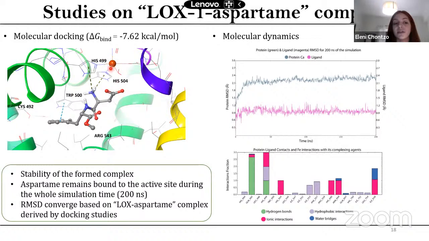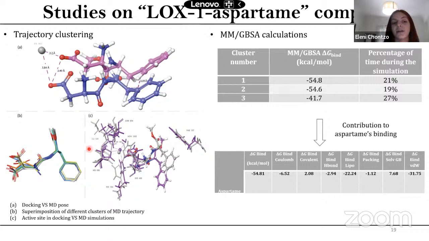It resides in vicinal proximity with the iron atom, and the whole complex remains quite stable during molecular dynamics studies. Here we can see that aspartame doesn't change its conformation much since the docking. It remains at the same position near the catalytic iron and blocks its function. And in the superposition of all the clusters of aspartame, we can see that its conformation doesn't change much in the cavity. We also applied some MM-GBSA calculations to see if the binding is actually favored.